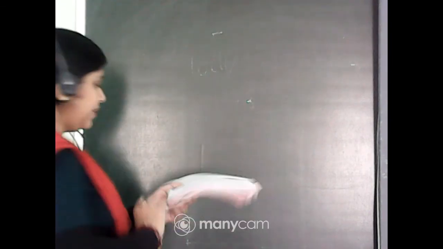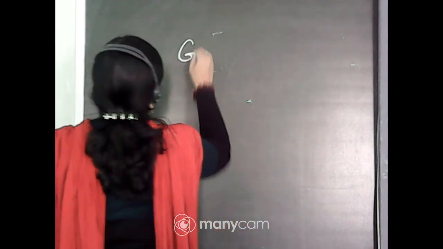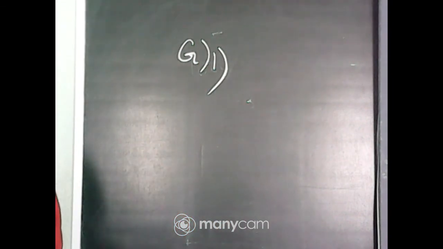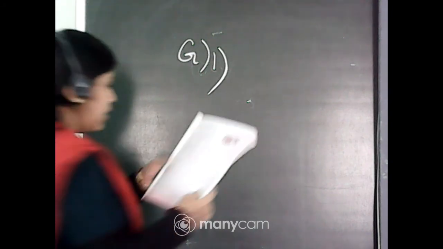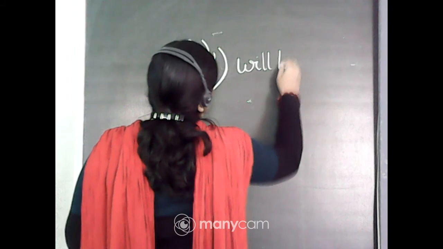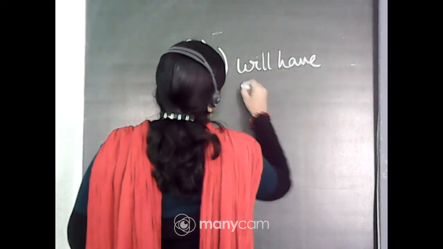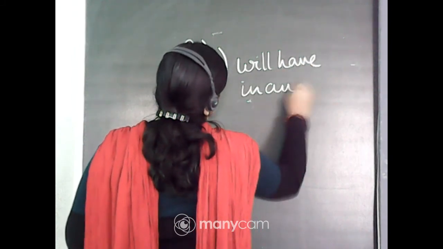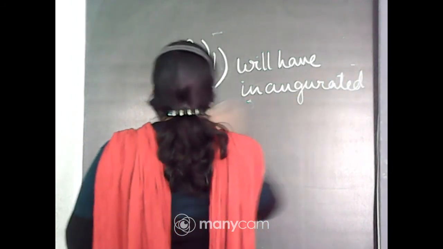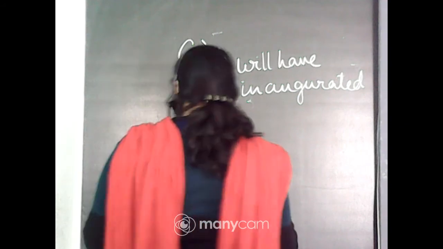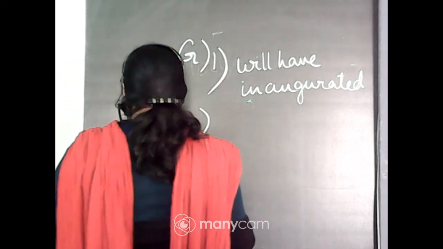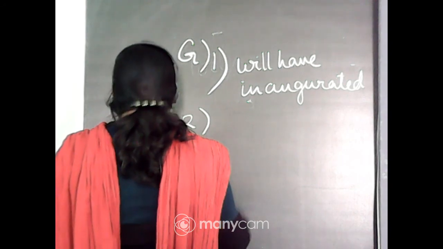So, what will be the first one? Number G1. Will have inaugurated, correct. Number 2, the animals will have been performing, will have been performing.